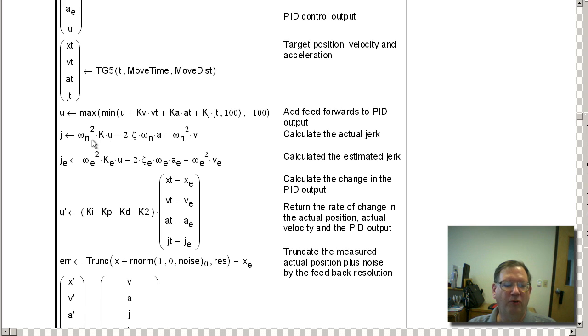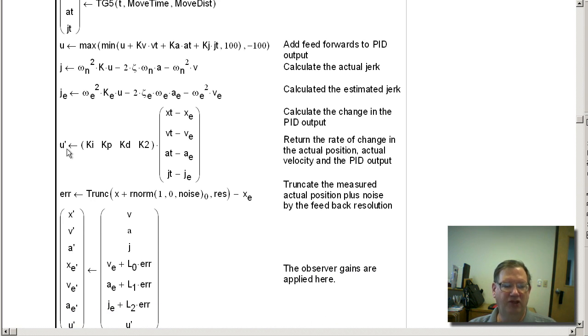One is going to be the actual jerk using the actual parameters, which is the numbers from after the random number generators. And then I have my estimated values. You can see that both equations are identical except I'm using estimated values here and I'm using the actual values here. And this is where the control output is applied.